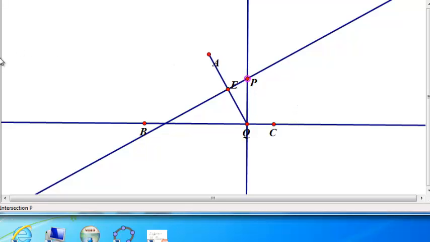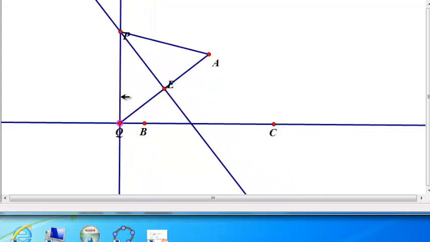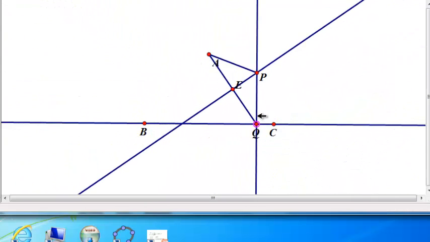Now why I'm doing it, because if I join A to P, E is the right bisector of AQ. Therefore any point on this line PE is equidistant from A and Q. It may be borne in mind that if I draw Q on this line, the segment PA and the segment PQ are equal in length.